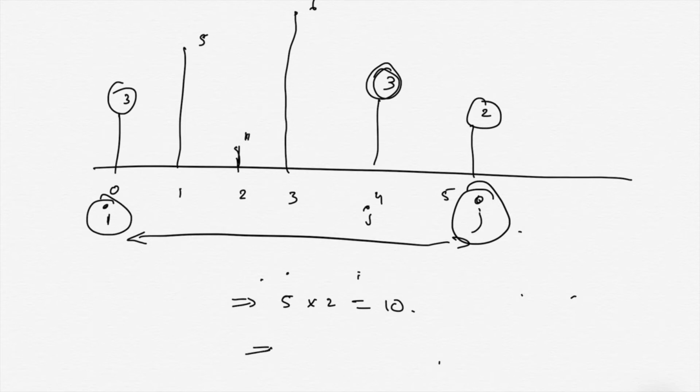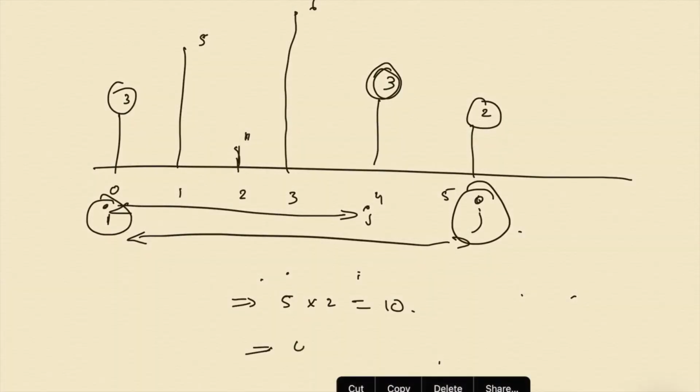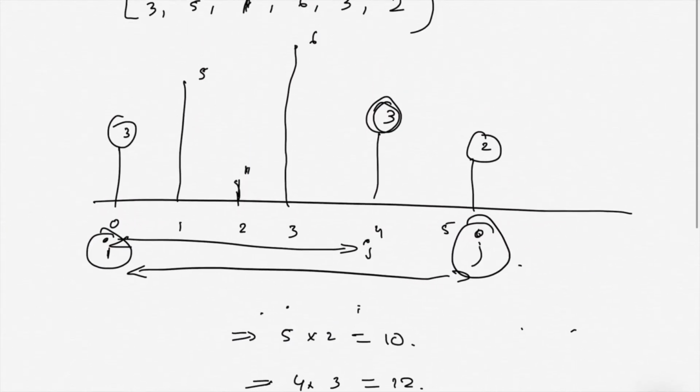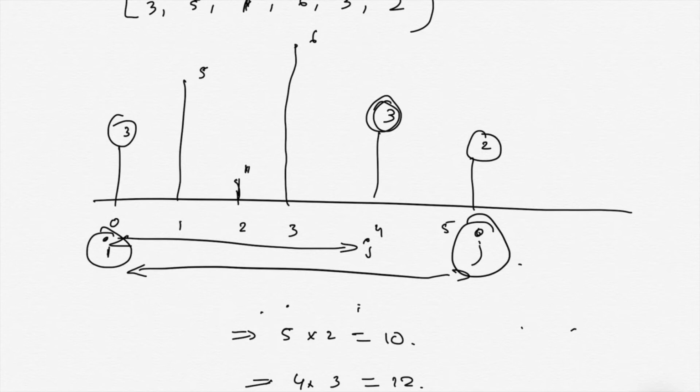So now the area will be this guy into minimum of 3 and 3, which is 3. So 4 into 3, which is 12. So now again do the same thing. Compare the value of i and j. It's the same. So you can either increment i or decrement j. Anything is fine. So let's here decrement j.